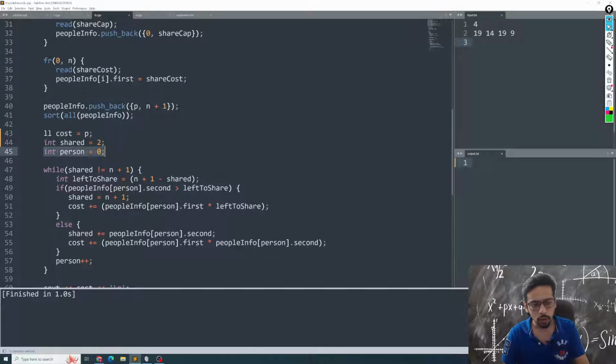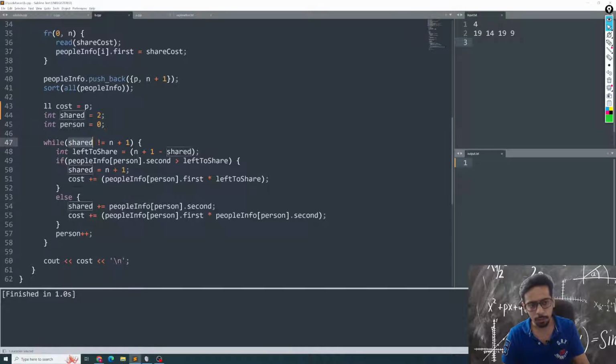Now I'll iterate over all the people till the number of people who know the news is equal to the total people. The number of people left to share is total people minus the number of people who already know the news. Now, if the current person can tell this news to everyone, great. Shared people will become equal to the total people and cost would be whatever is the share cost for this person times the number of people they are sharing this news with.